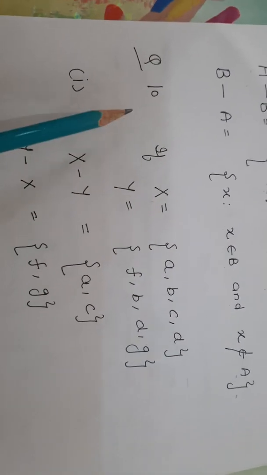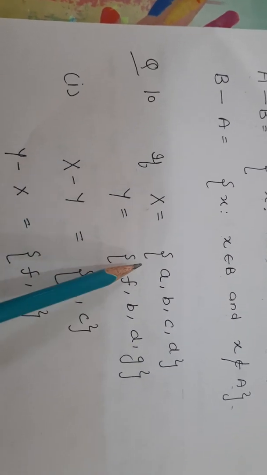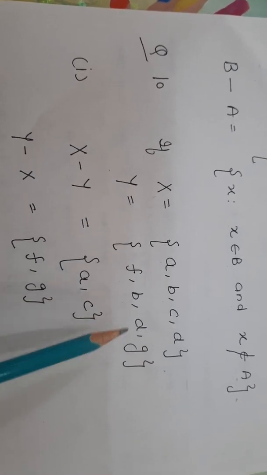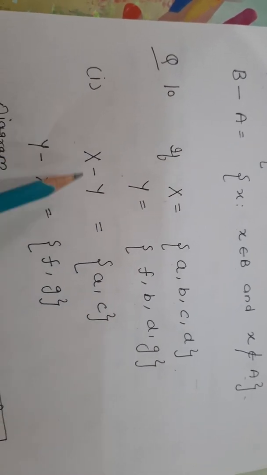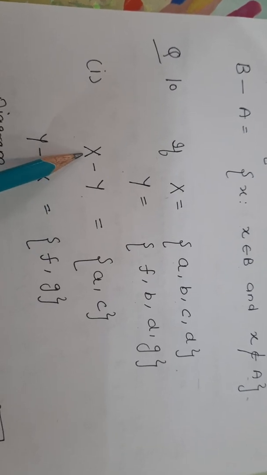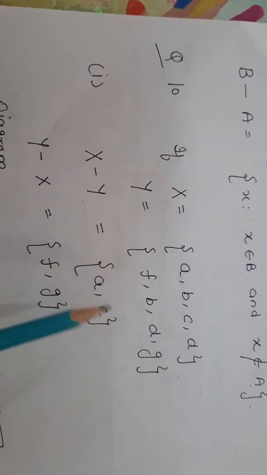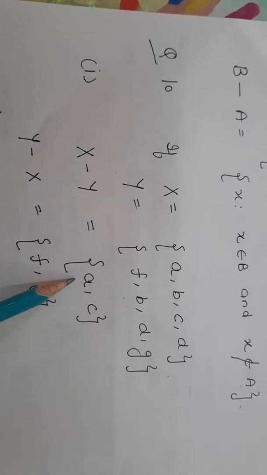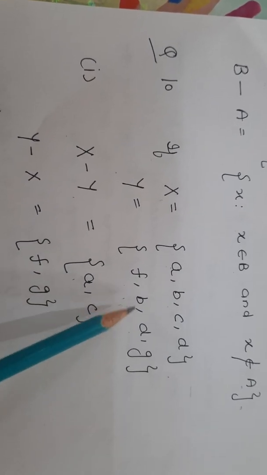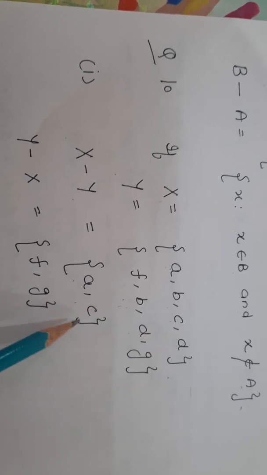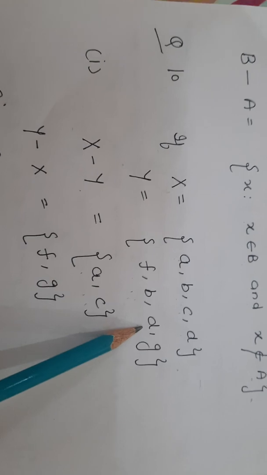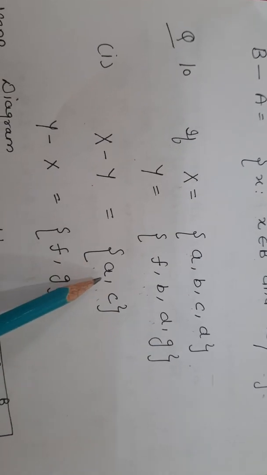Question number 10 from exercise 1.4. If X is {A, B, C, D}, the set Y is {F, B, D, G}. Now X minus Y is the set of those elements of X which are not in Y. Just look here, A is not in Y, so I have written here A. Then B is also in Y, so you will not write B here. C is not in Y, so we have written C. And D, it is in Y, so you will not write this. So X minus Y is the set {A, C}.